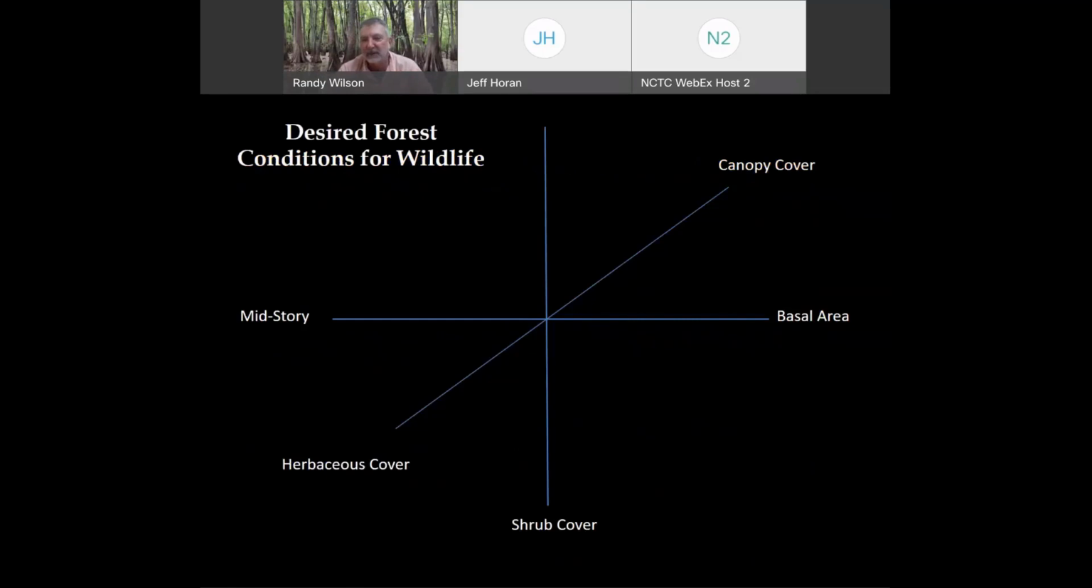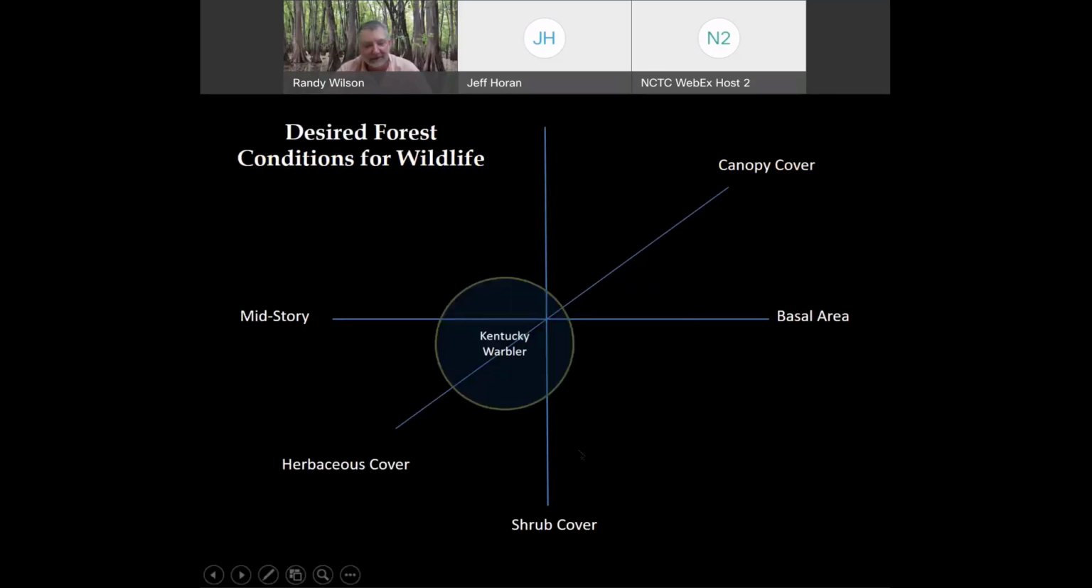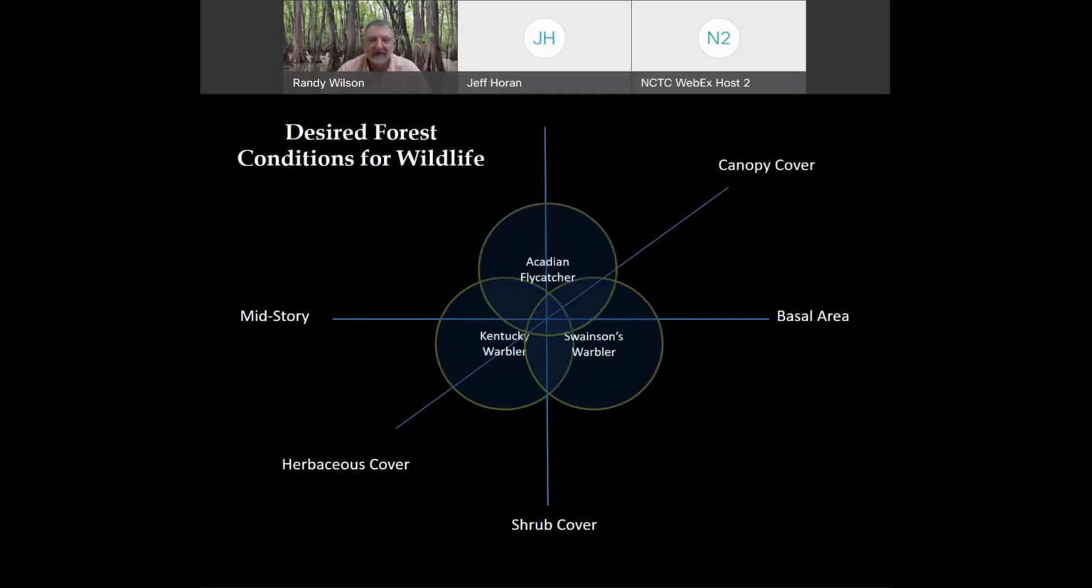Think about your forest, there are all these different forest structural metrics: canopy cover, basal area, shrub cover, et cetera. We're familiar with those. And you think about the species that you're worried about, or the priority birds in this case. So you look at a Kentucky warbler, it might fall out on the graph here. You add in Swainson's warbler, Acadian flycatcher, and somewhere there's an overlap, the quote unquote sweet spot.